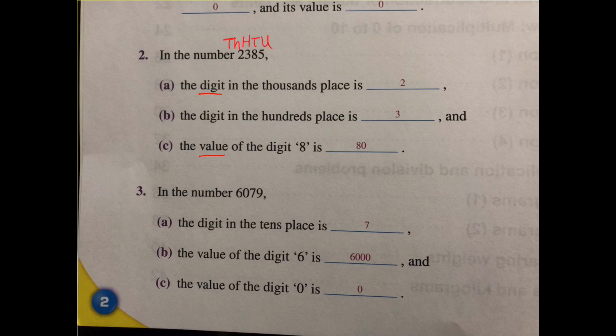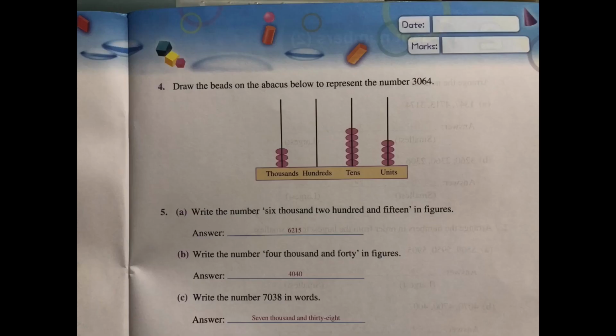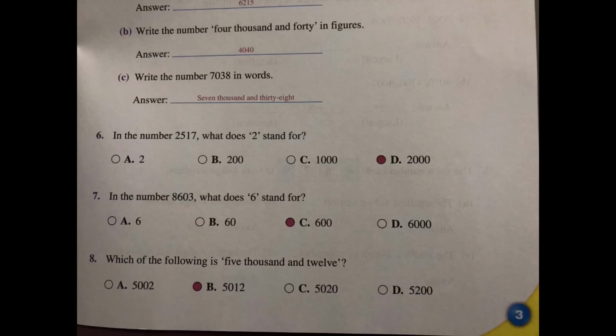So it refers to the actual number in the thousands place. For part C, the value of the digit 8 is 80. 8 stands for 80 in the tens place. And this is the top part of page 3. This is the bottom part of page 3.